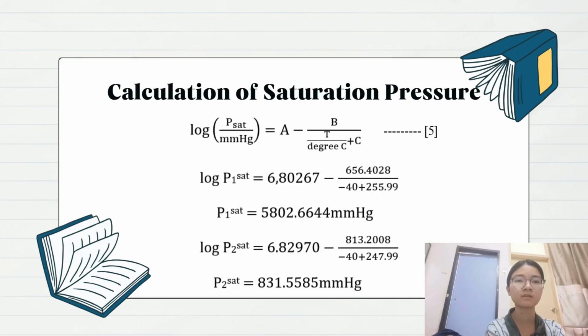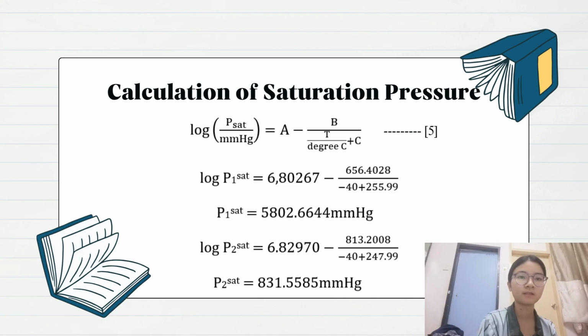The saturation pressure of ethane and propane is calculated using the Antoine equation. The values of A, B, and C are taken from the Antoine equation table. The ethane Antoine equation parameters: A is 6.80267, B is 656.4028, and C is 255.99, with the temperature at negative 40 degrees Celsius.